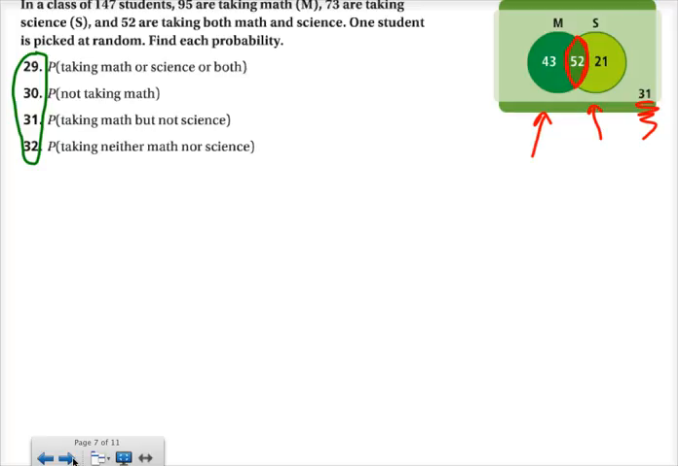So for number 29, it says find the probability that a student is taking math or science or both. So what we want to do is say, okay, here's the math, here's the science, here's the both. We're just going to add all that together. So 43 plus 52 plus 21. Just a good old-fashioned addition here. And we will get 116 people that are taking that.